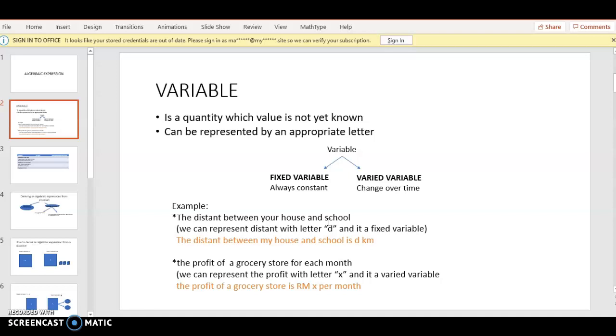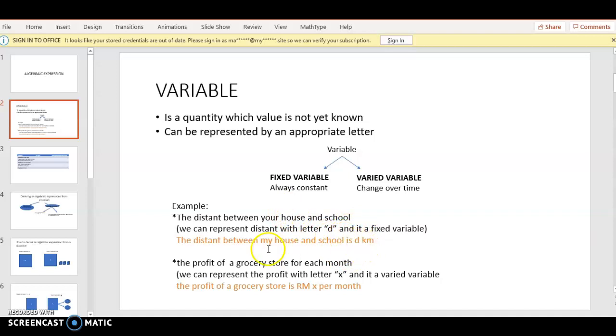But if you ask your friend the distance between your house and the school, they don't know, because maybe they didn't calculate the distance from your house to the school. So they represent the value. We can represent the distance with the letter D, and it's a fixed variable. The distance between my house and school is D kilometers. So we can represent the value of the distance between your house and the school with the letter D.